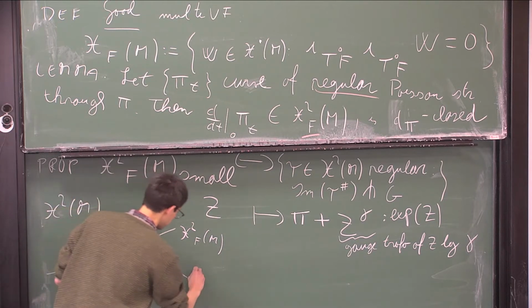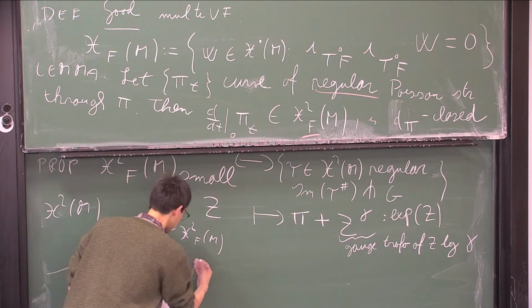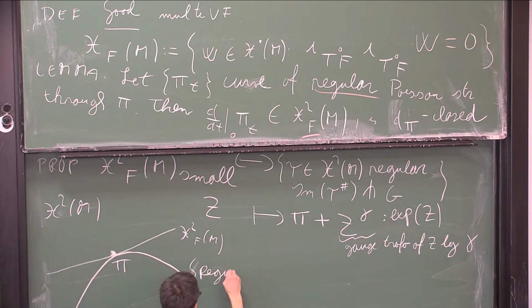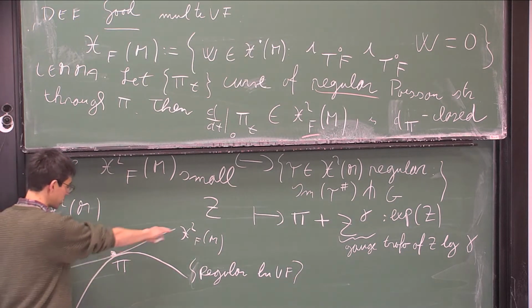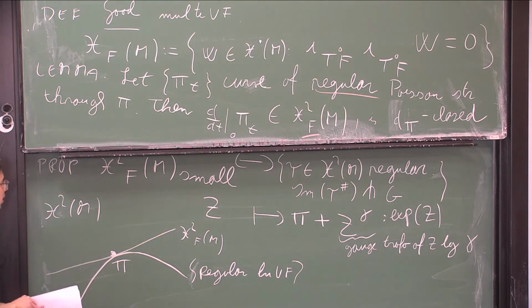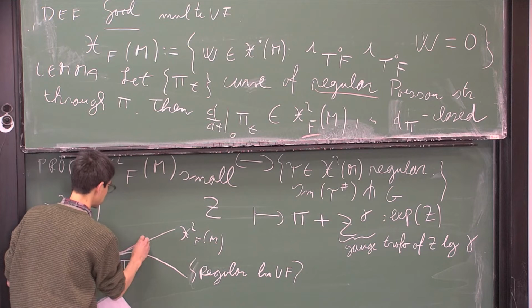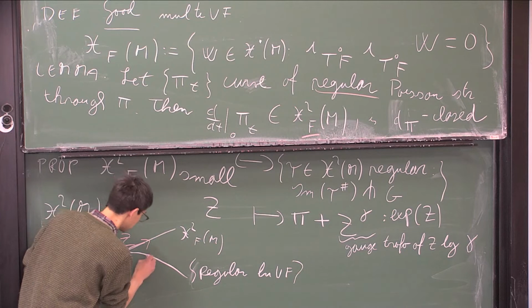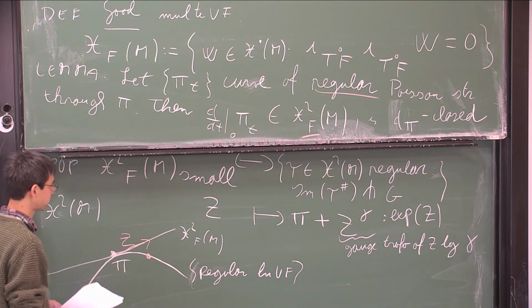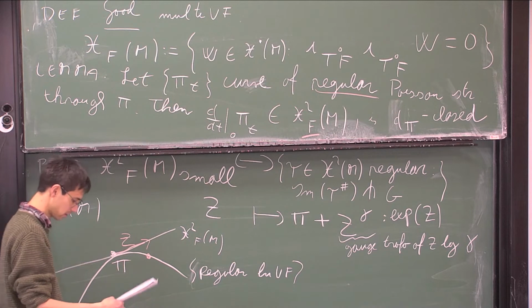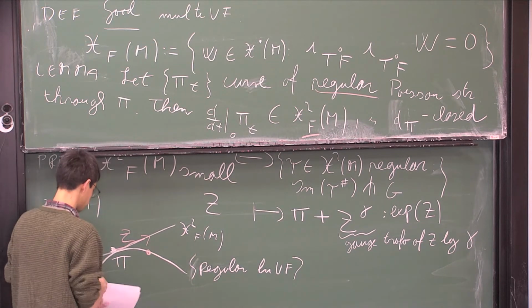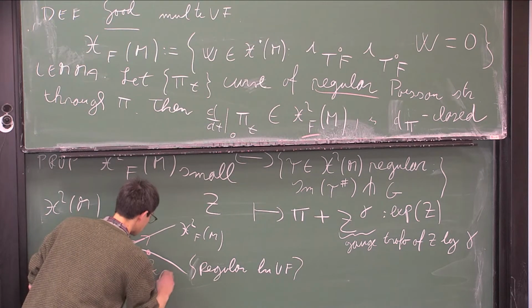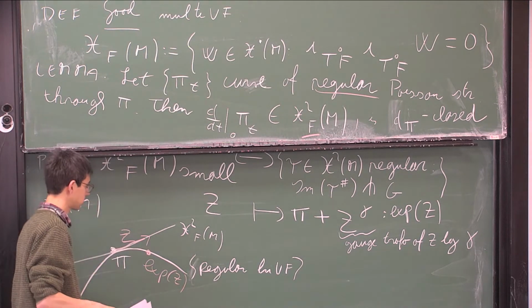In the space of regular bivector fields, regular Poisson structures look something like this, like a submanifold, so to say, tangent to the subspace. And this map takes a good bivector field Z and maps it to some regular bivector field. So I really think of it as a kind of exponential map. This red dot here is x, Z.